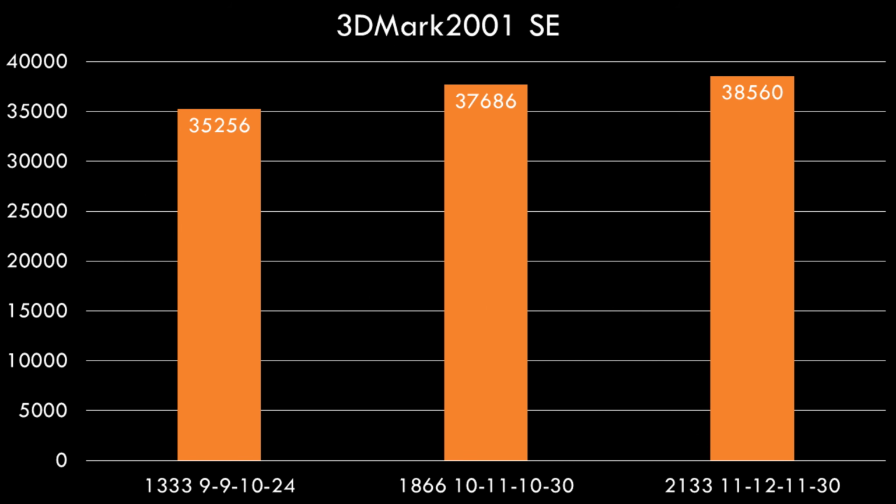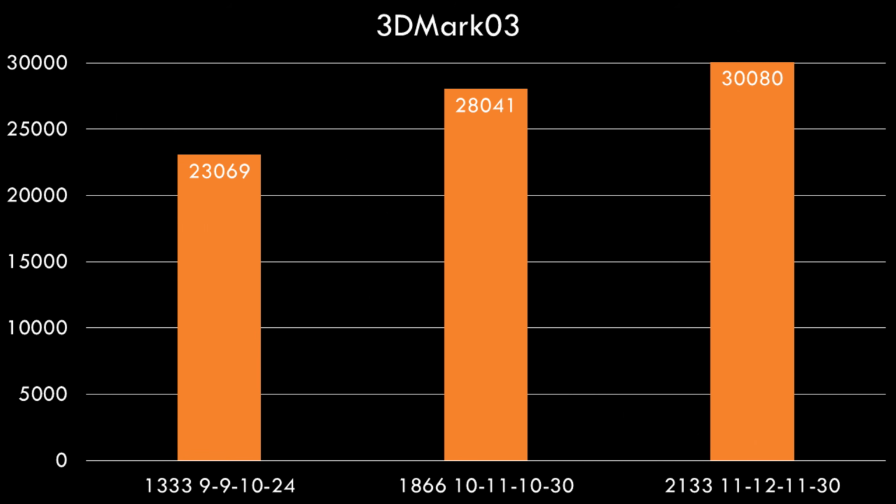So I ran a few benchmarks. This is under Windows XP. We've got 3D Mark 2001 SE, 03 and 05, and we can see the faster the memory, the better performance we're getting. So you want to use 1866 with some tight timings. That seems to be giving us excellent performance.